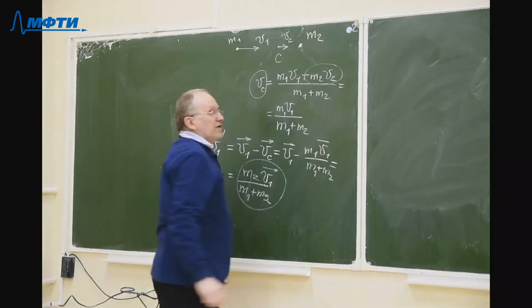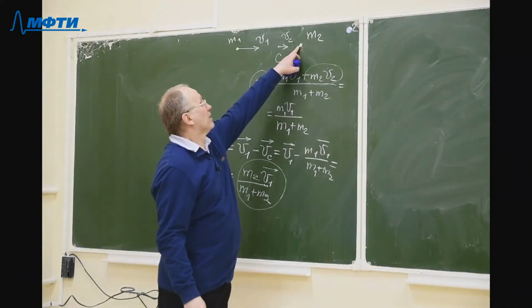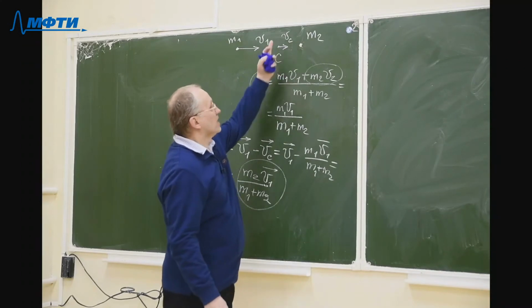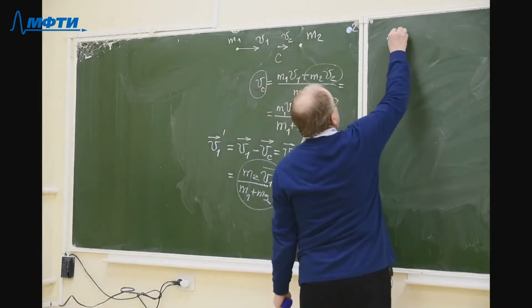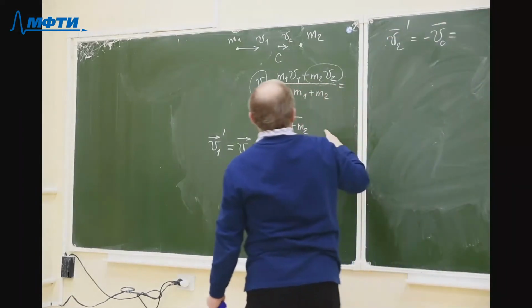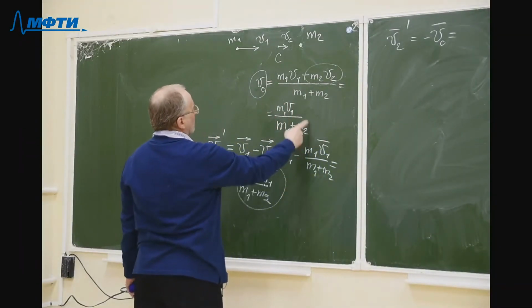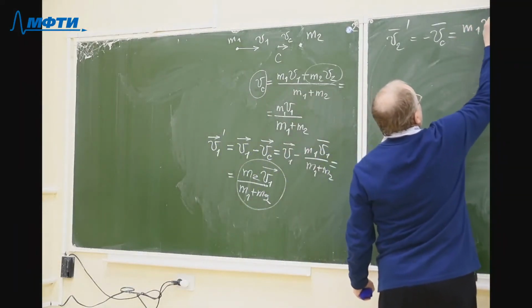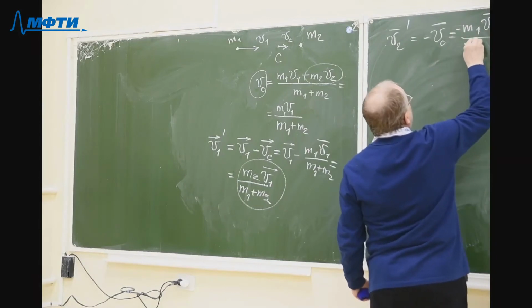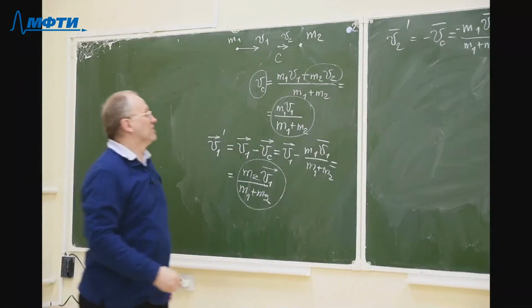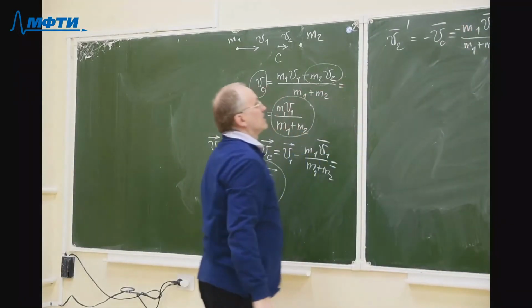If it was at rest in the laboratory reference frame, then as viewed from the center of mass reference frame, its velocity will be equal to minus v. The velocity of the second particle will be equal to minus the velocity of the center of mass, and the velocity of the center of mass is known. It is m1 v1 divided by m1 plus m2. That is the velocity of the center of mass with the minus sign. That will be the velocity of the second particle.